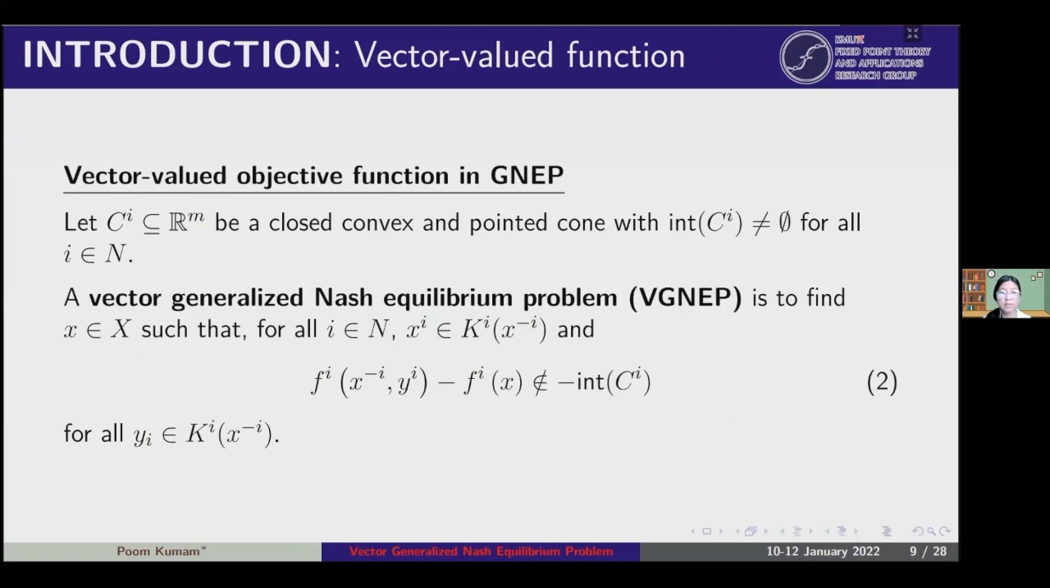We can write the new definition of vector generalized Nash equilibrium. That is, to find X such that Xi belongs to Ki of X minus i, and Fi of Yi, X minus i, minus Fi of X is not in the set minus interior of Ci, for all Yi in this set.